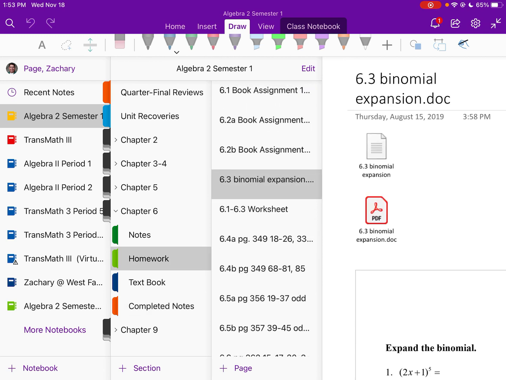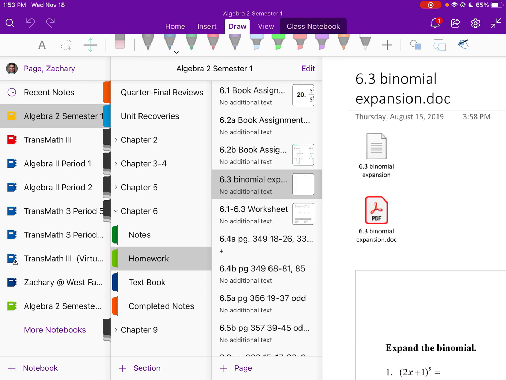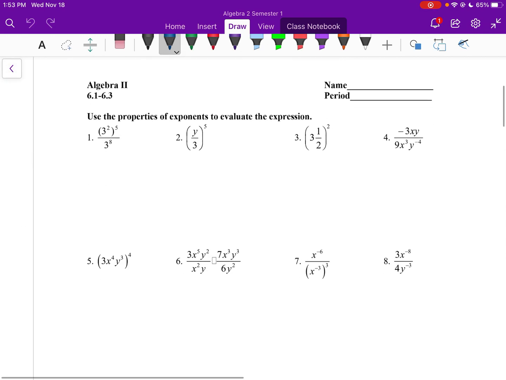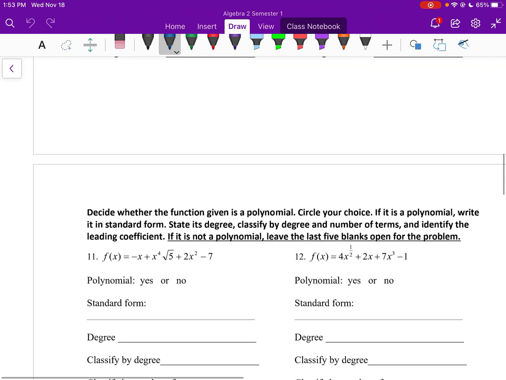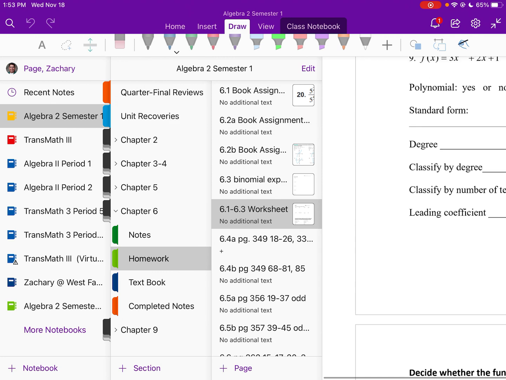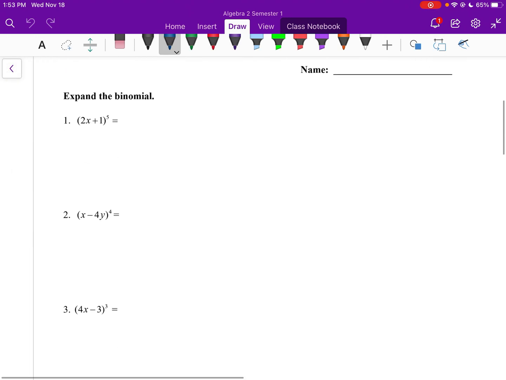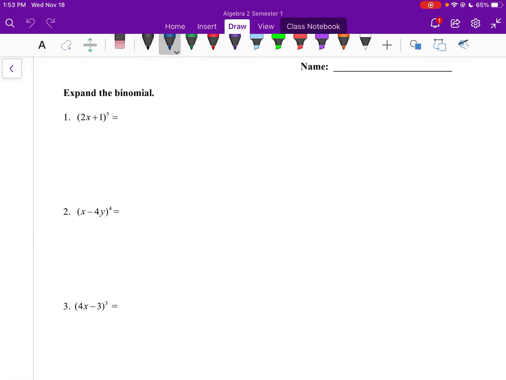So for your homework for 6.3, it will be the 6.1, 6.3 worksheet. Okay, so that is your homework for this lesson. And I will do another video talking about this binomial expansion. This is not required homework, but this will be one that will help you come test time to do these problems quicker when you have a quantity to a higher power.